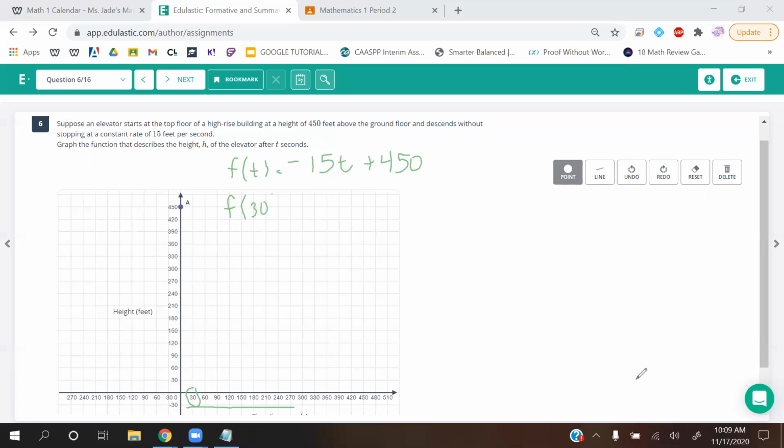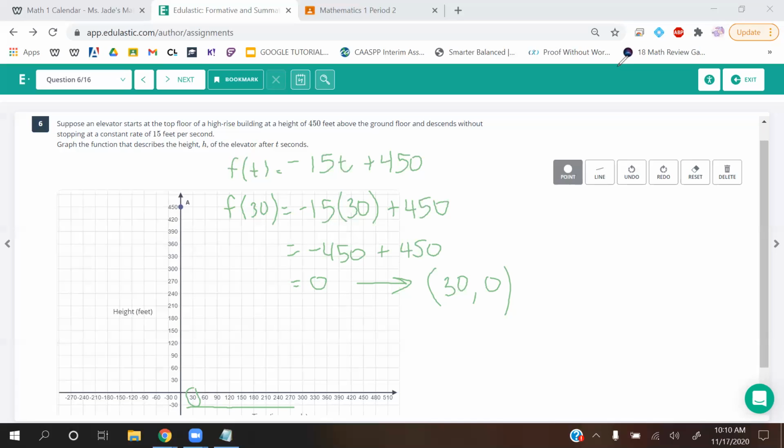f of 30 is equal to negative 15 times 30 plus 450. What happens here? Take out your calculator and you can do negative 15 times 30 and you'll get negative 450 plus 450. When you simplify this, you get 0 because negative 450 plus 450 equals 0. What this means is that if your t value is 30, your y value would be 0. So this is the next point we can plot.